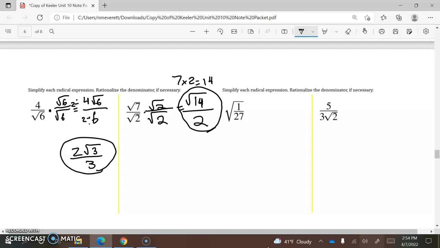All right, square root of 14 divided by 2. Can't do anything with that square root of 14. Can't do anything with that 2. That's all I got.